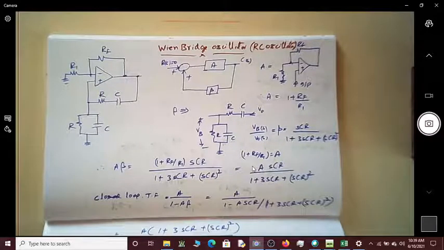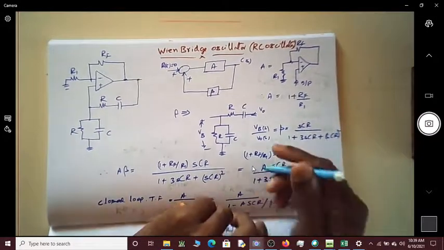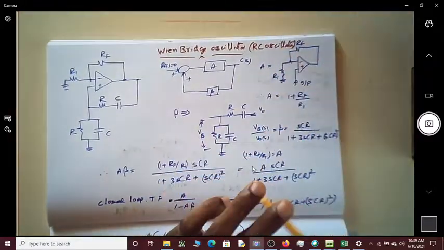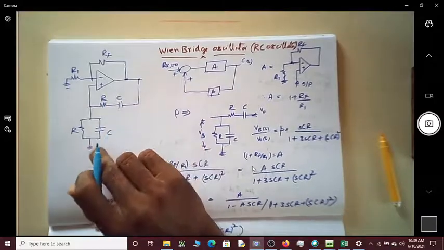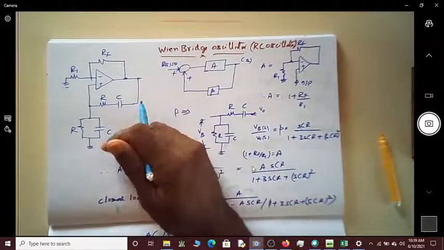Hi, welcome to Wien oscillators. This is also called RC oscillators because we'll be using resistors and capacitors for the feedback configuration.